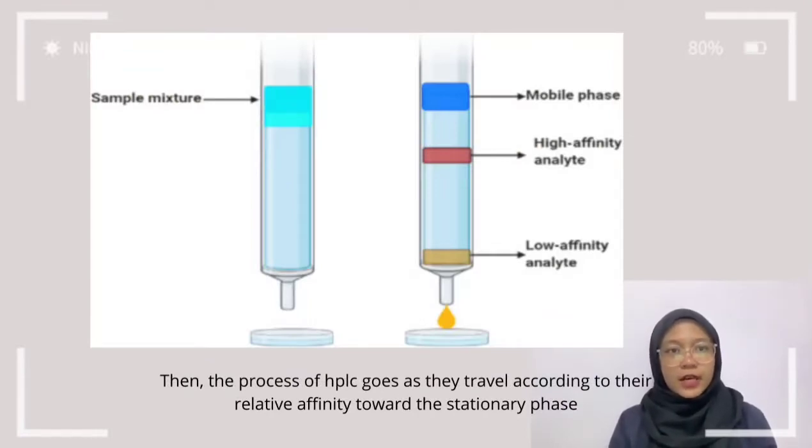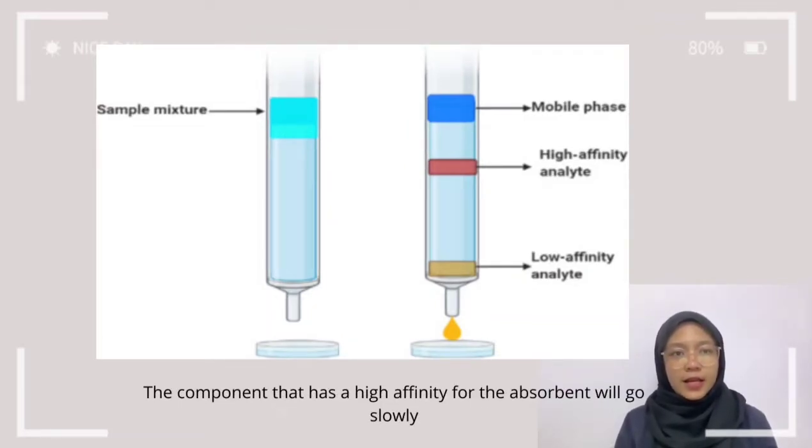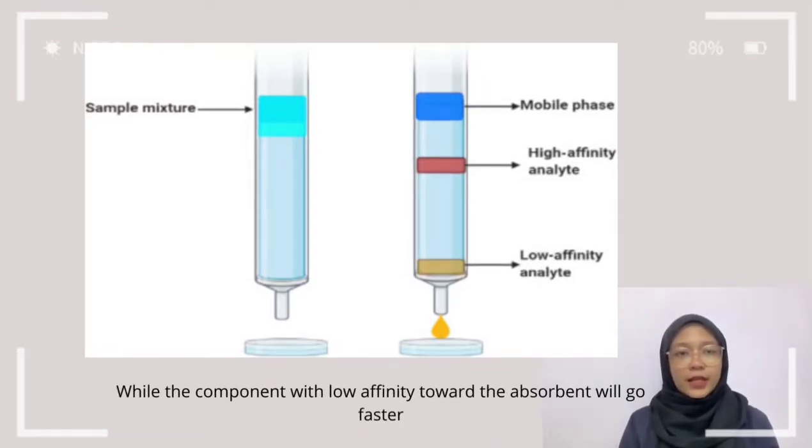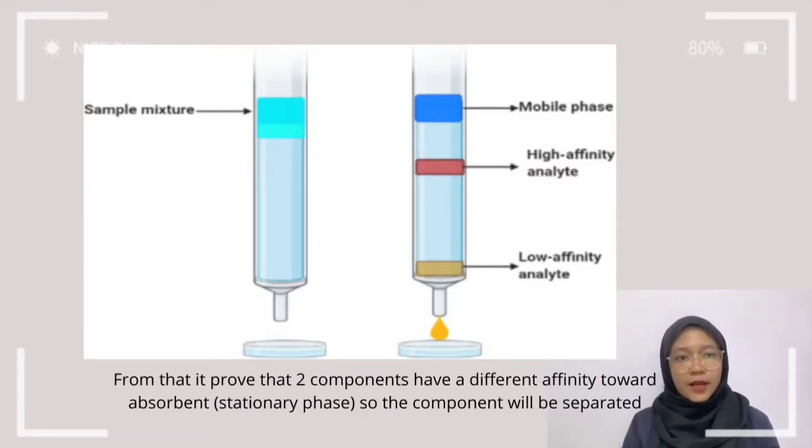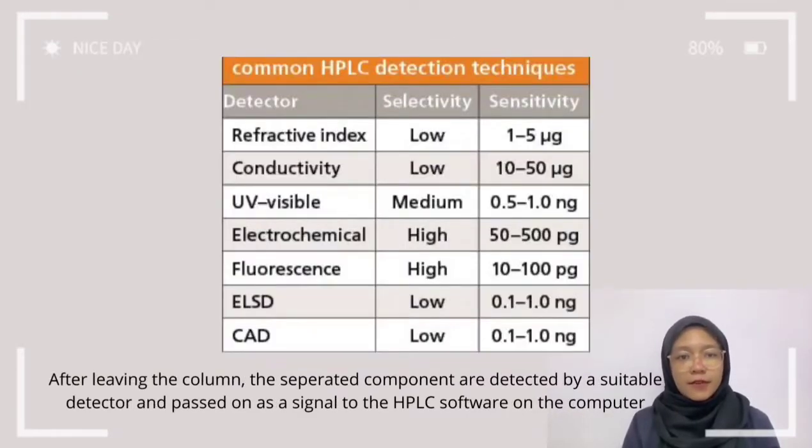Then the process of HPLC goes as the components travel according to their relative affinity toward the stationary phase. The component that has a high affinity toward the stationary phase will go slowly, while the component that has a low affinity toward the adsorbent will go faster. From that, it is proved that two components have different affinities toward the adsorbent, so the components will be separated. After leaving the column, the separated components are detected by a suitable detector, which then passes the signal to the HPLC software on the computer.